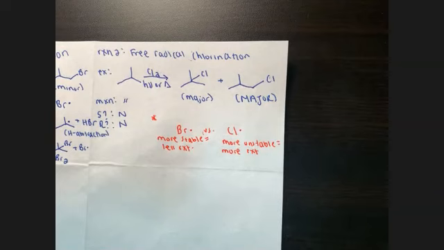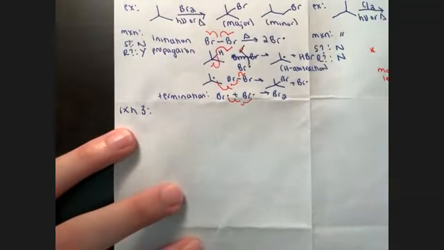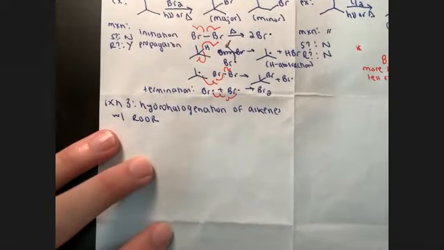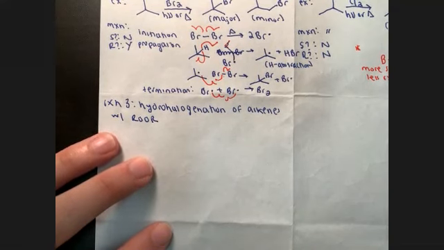Let's talk about the next type of reaction we had. So reaction 3. Oops, can you see this? Yeah, reaction 3. And that was hydrohalogenation of alkenes, but now in the presence of a peroxide. So remember, it's hydrohalogenation of alkenes, but with peroxide. So I'm going to write ROOR. That's the abbreviated version of peroxide. So hydrohalogenation of alkenes, but now in the presence of some sort of peroxide.